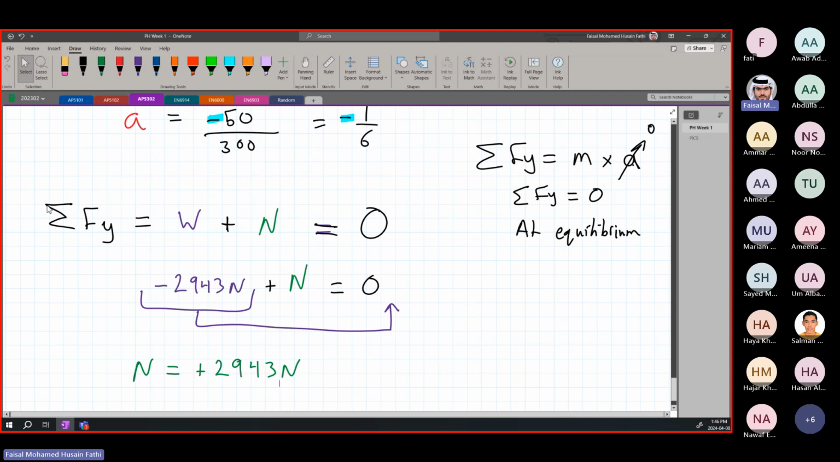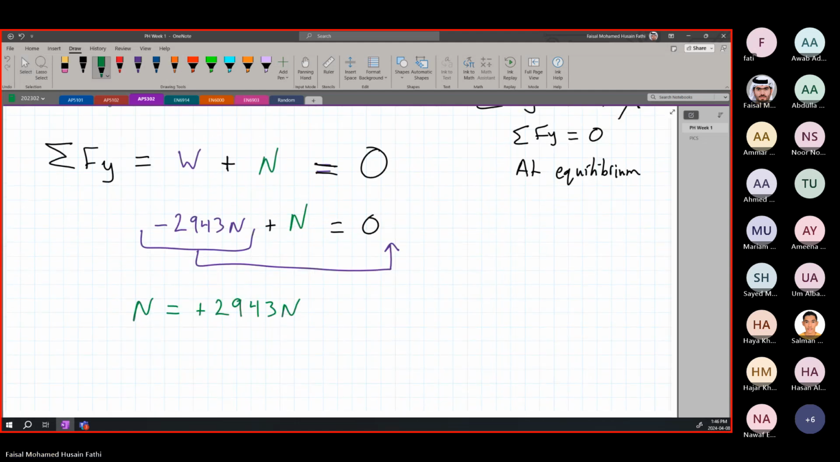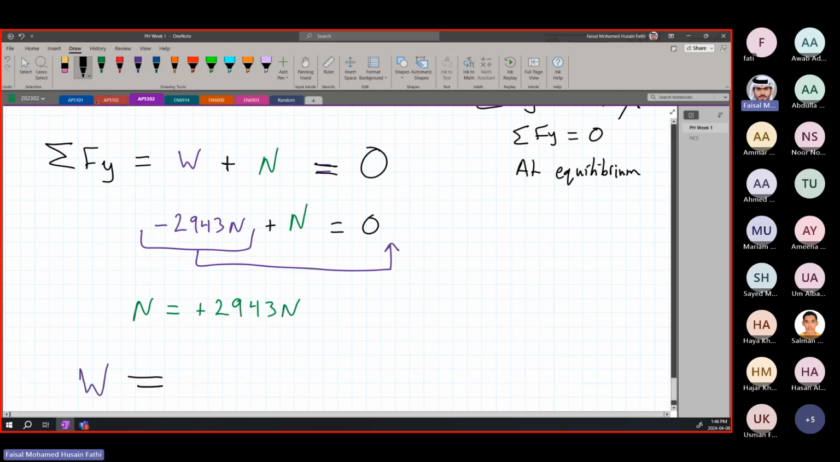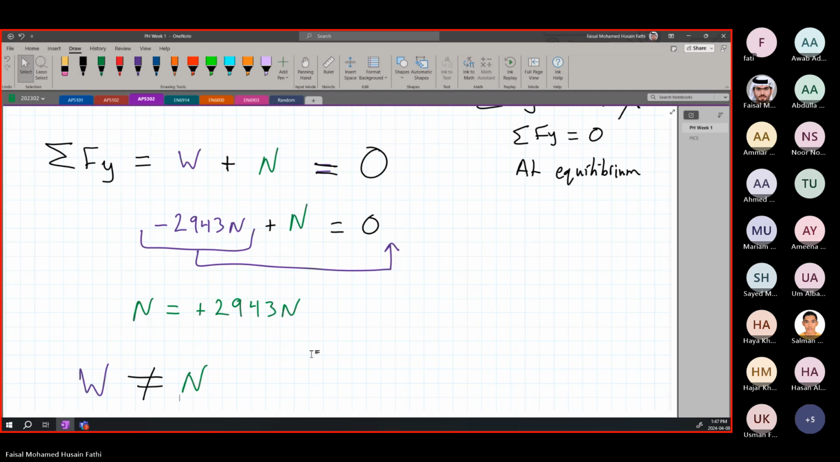Based on what we just learned here with sigma Fy, when is W not equal to N? When is W not equal to N? Based on what I just explained from this and this, when is W not equal to N? I need an answer from your side, please. Think about it. When is W not equal to N?